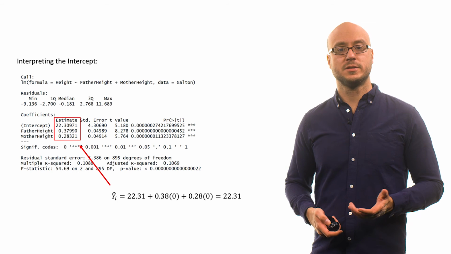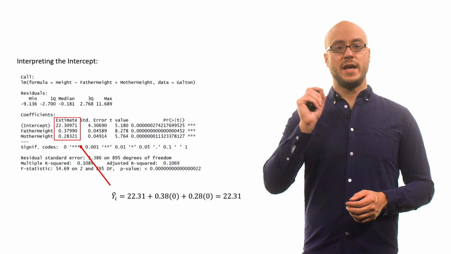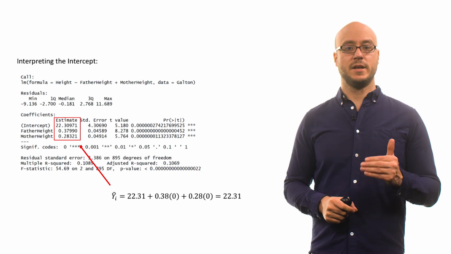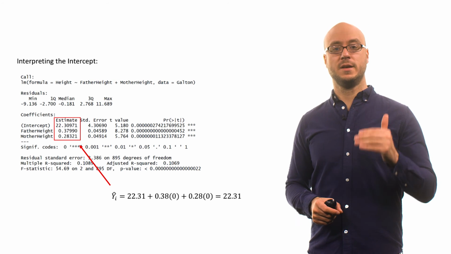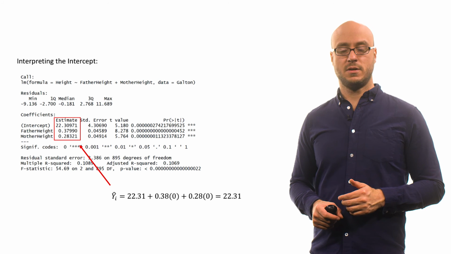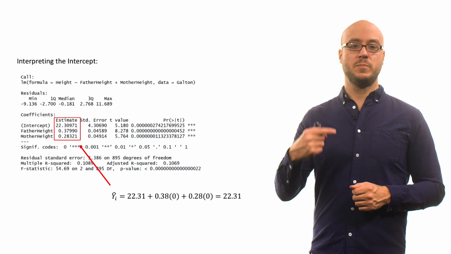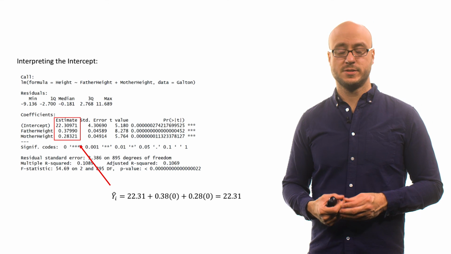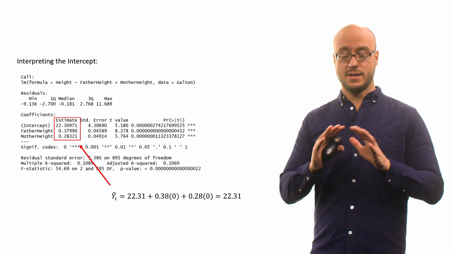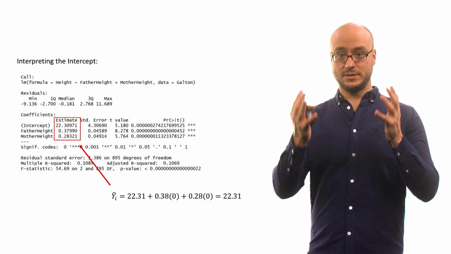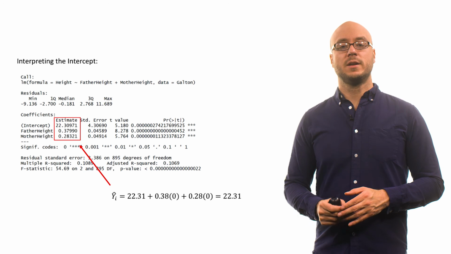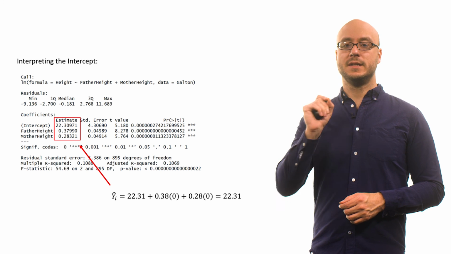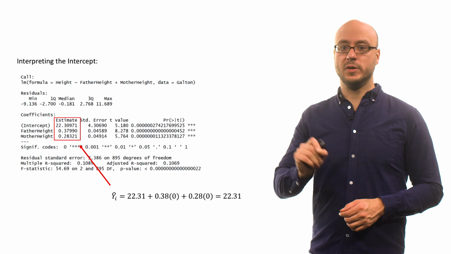We can also see here that the intercept is when both variables are set to 0. It's interpreted as follows: if your mother is 0 inches tall and your father is 0 inches tall, then the model predicts that the height of children will be 22.31 inches. It's again not sensical, because everybody has parents of at least 1 inch tall, I would hope. But the important part is that the interpretation of the intercept is a little bit different. It's when all inputs are equal to 0.